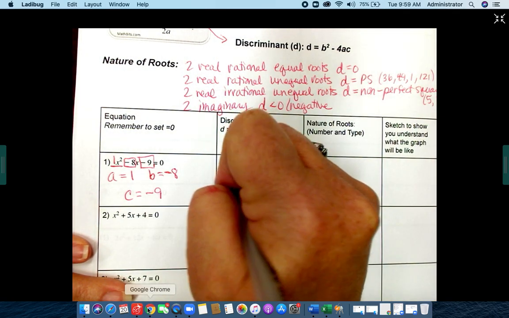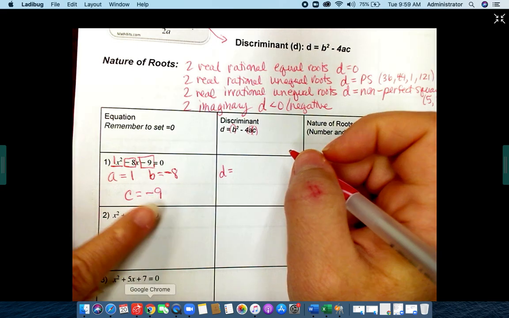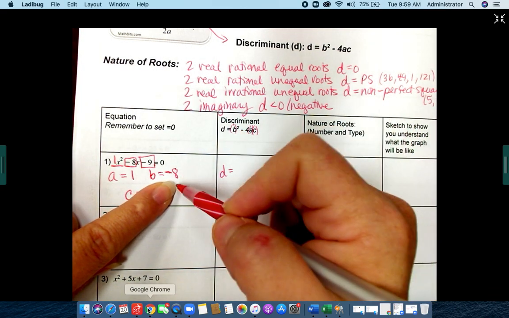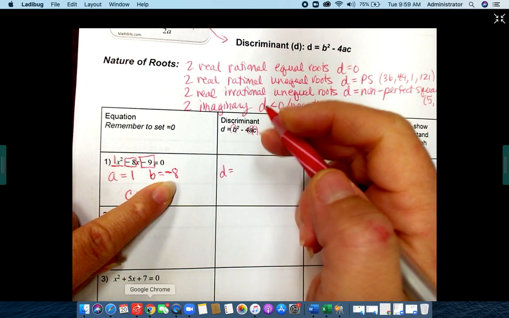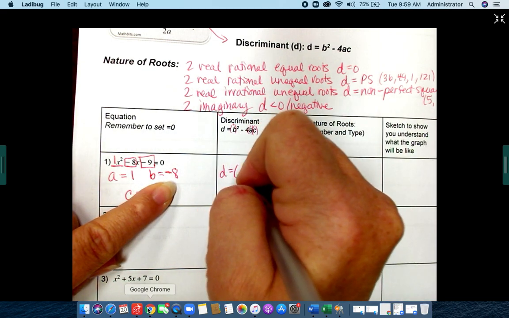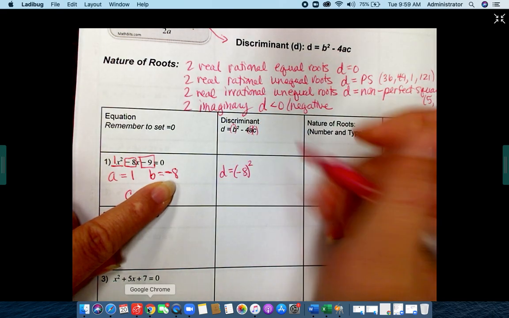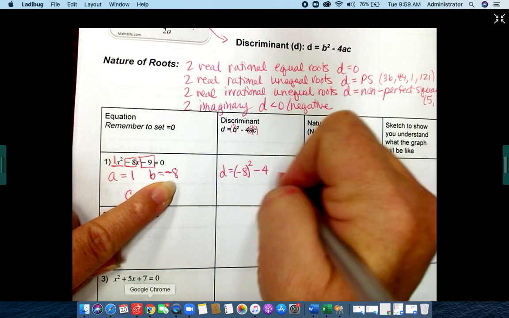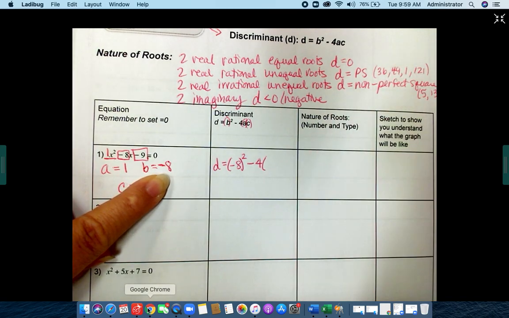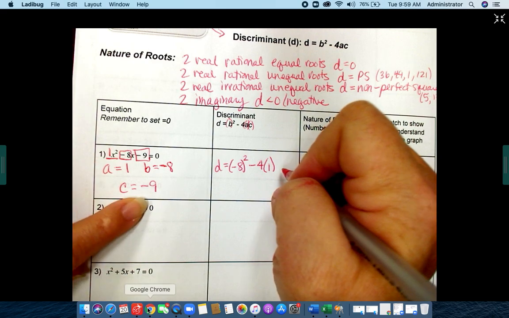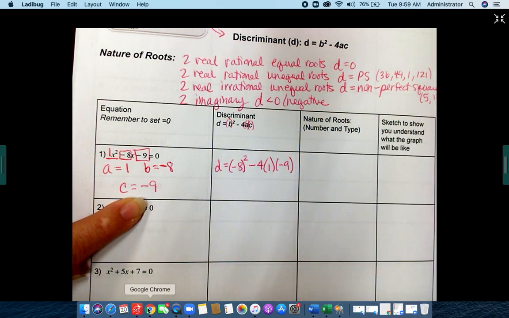So our discriminant is going to be the square of b. Now you may look at b and go, if I'm going to square it, then negative 8 squared means negative 8 times negative 8, which is 64. And you can totally do that. So if you want, write 64 instead. If you're good at mental math, you may prefer to do that, and then you have fewer calculator errors. Your a value is 1, and your c value is negative 9.